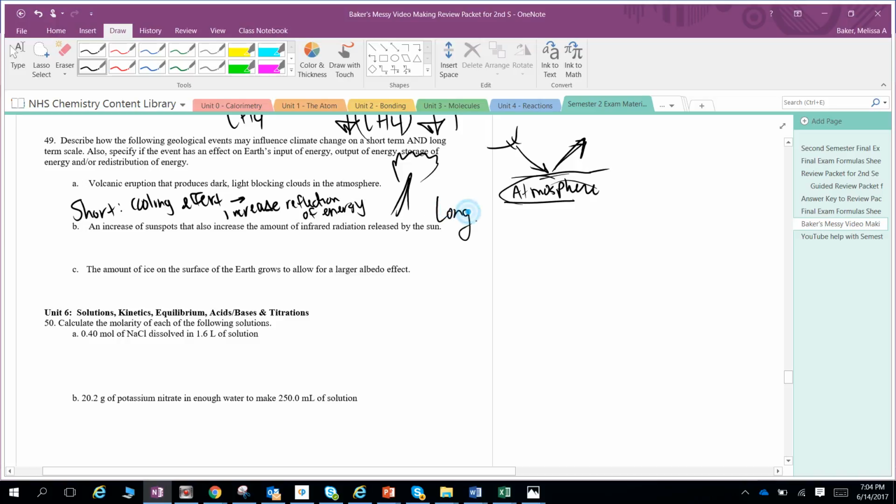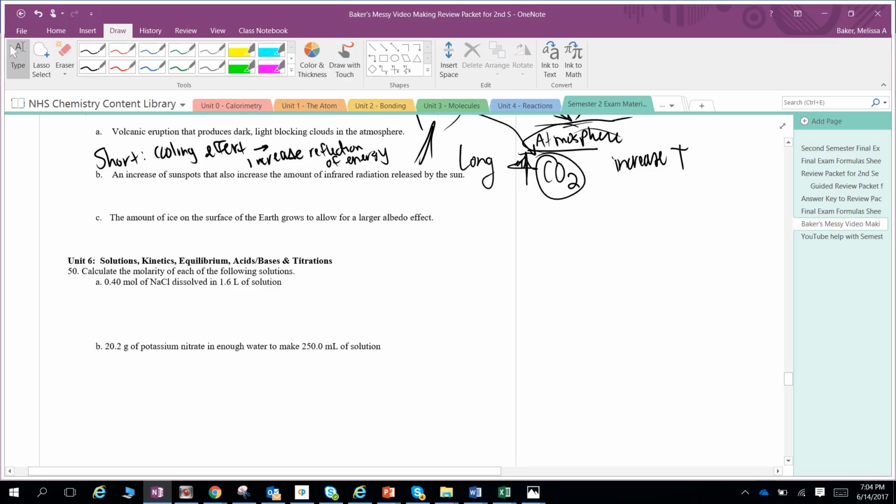In the long term, however, it's going to be adding carbon dioxide because the volcano, when it erupts, it adds greenhouse gases, and so that will result in an increase in temperature because it will have the greenhouse gas effect due to that increased amount of CO2. And so that's going to decrease the output of energy, since there will be that lingering amount of infrared radiation in our atmosphere.